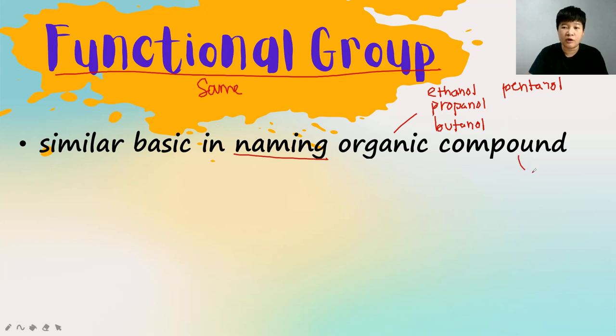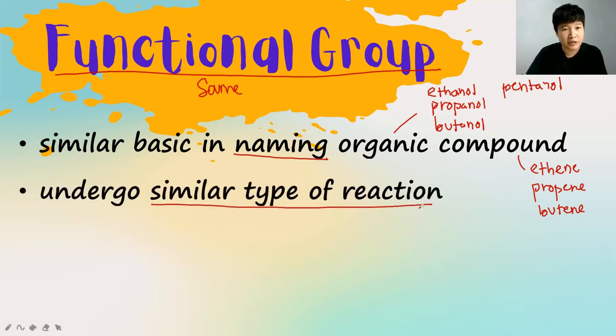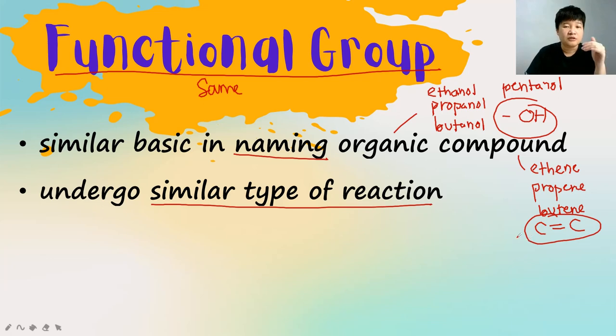The same thing applies when you have a carbon-carbon double bond. When you have an alkene, you might have ethene, propene, butene, and so on. All this is because they have the carbon-carbon double bond as the functional group. That's why they have very similar names. They will also undergo a similar type of reaction because they hold the same functional group. The group that gives rise to the character is the same. So they will undergo a very similar type of reaction because OH is the one that undergoes reaction. The same thing applies to the carbon-carbon double bond. Your ethene, propene, butene will all undergo a similar type of reaction because the reaction happens at the carbon-carbon double bond.